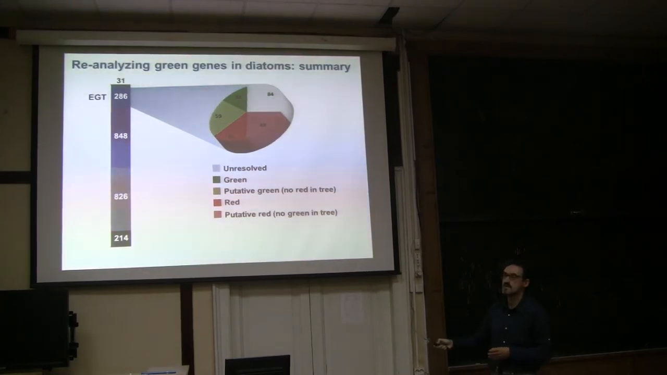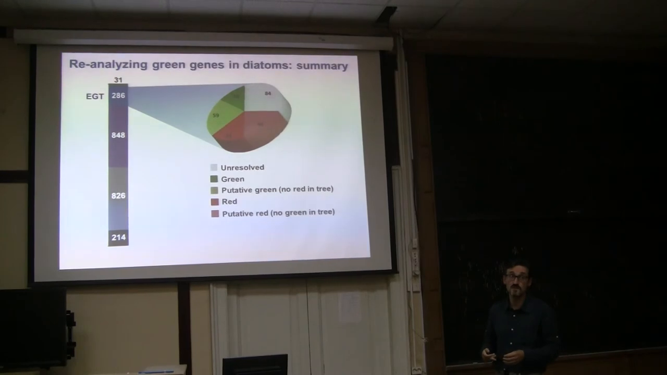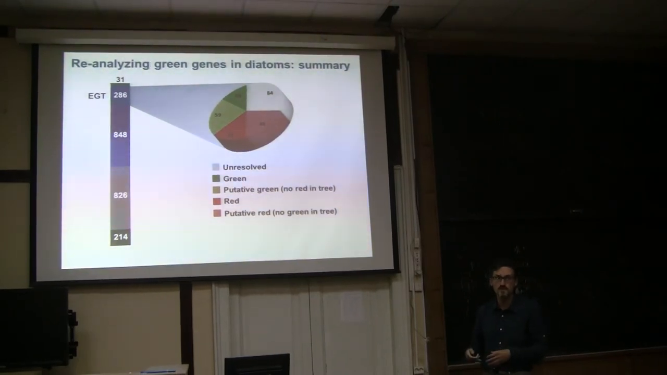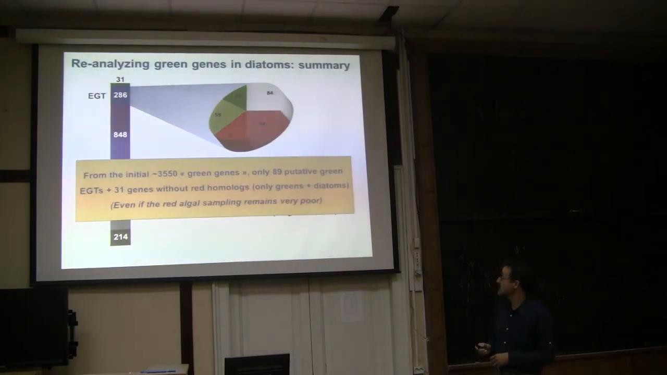So we began this analysis with almost 4,000 genes that were supposed to have been acquired from green algae, but at the end we have about 90 of these genes that in fact appear to have been acquired from green algae.